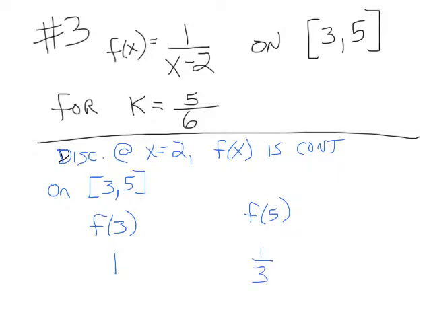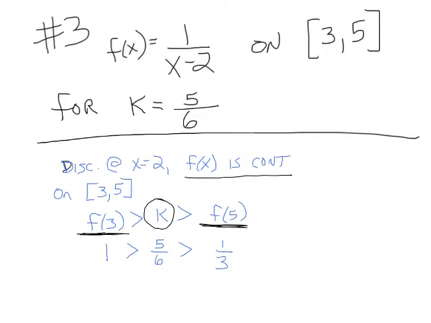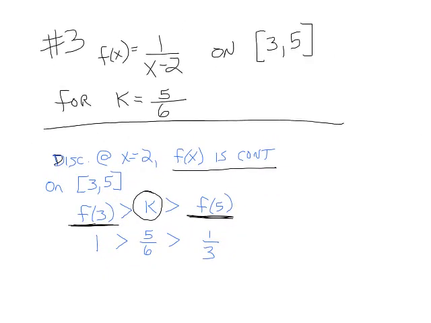And we find that 5/6 is between those two values. So by the intermediate value theorem, all conditions are met. The function is continuous, and k is located between the y-coordinate of our two endpoints. So because those conditions are true, we can find a c that satisfies that.